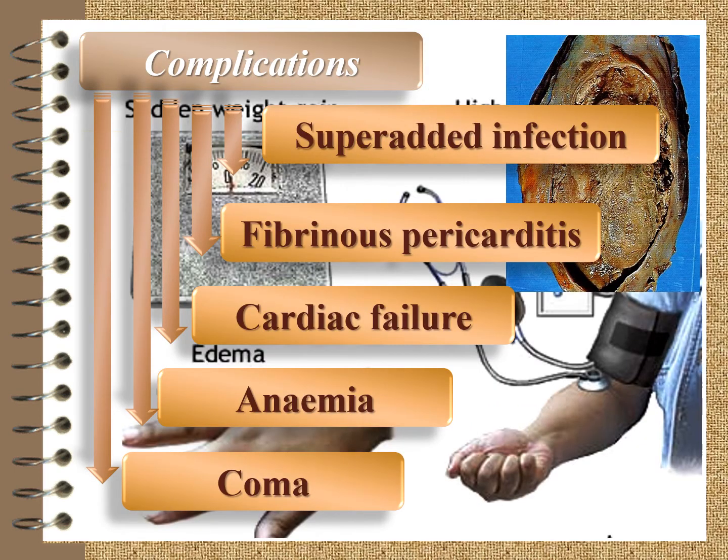Complications are those of uremia, superadded infection, fibrinous pericarditis, and anemia. Malignant hypertension may supervene, intensifying the renal change and also causing cardiac hypertrophy, which may lead to heart failure. The usual and frequent cause of death is coma.